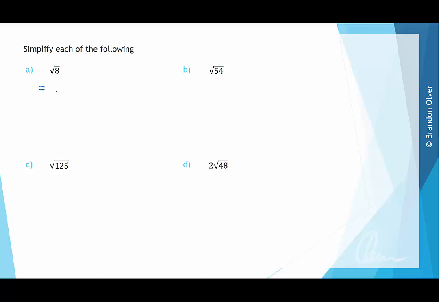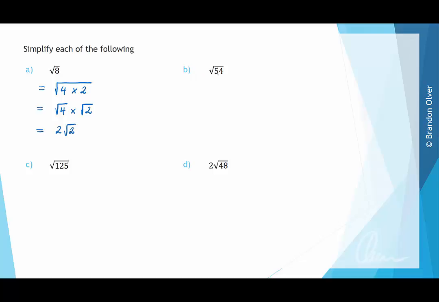So we can write the square root of 8 as being equal to the square root of 4 times 2, where 4 is a perfect square. One of the properties of surds means that we can separate this as the square root of 4 times the square root of 2. Now we know that the square root of 4 is 2, therefore the square root of 8 can be written as 2 times root 2.